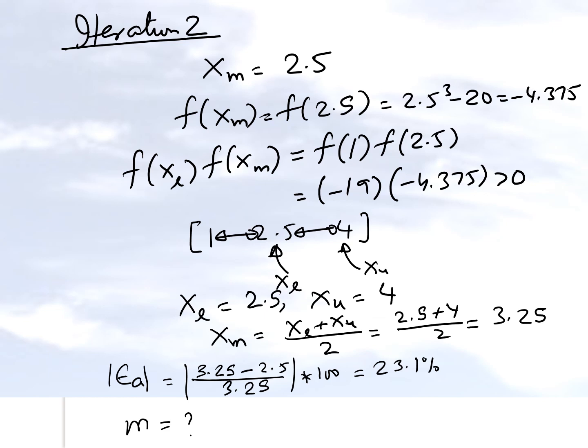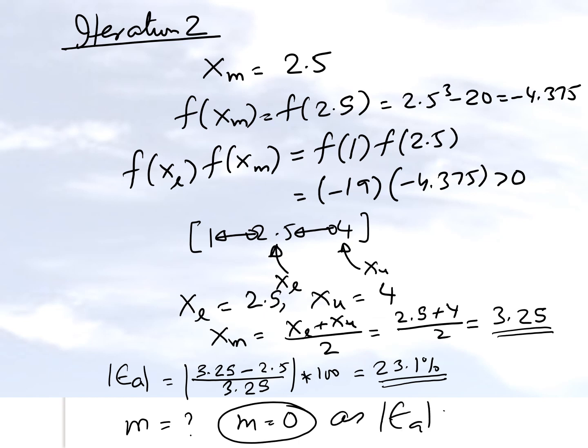Now, if I want to find out what m is, what I mean by m is the number of significant digits which are at least correct in the estimated root of 3.25, it'll be 0. So 0 significant digits can be at least trusted in my solution of 3.25, because the absolute relative approximate error I get is nowhere close to 5%. We know that if it is less than or equal to 5%, we can claim at least one significant digit to be correct. If it is 0.5%, then we can claim 2 to be correct. If it is 0.05%, we can claim 3 to be correct, and so on and so forth. So here, we cannot claim any significant digits to be correct as epsilon A is greater than 5%.